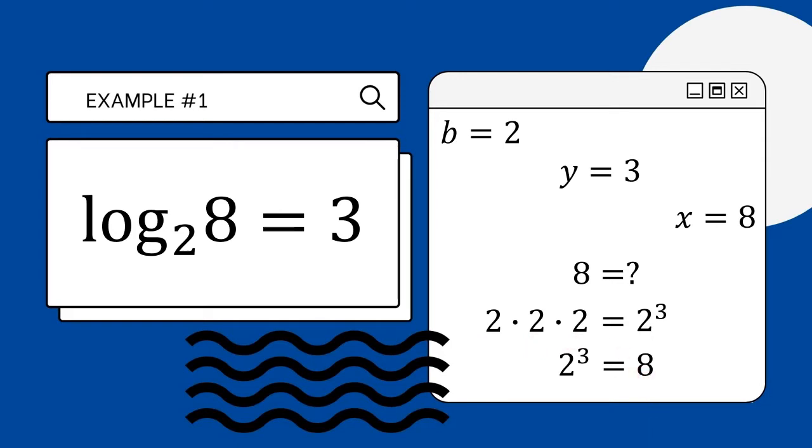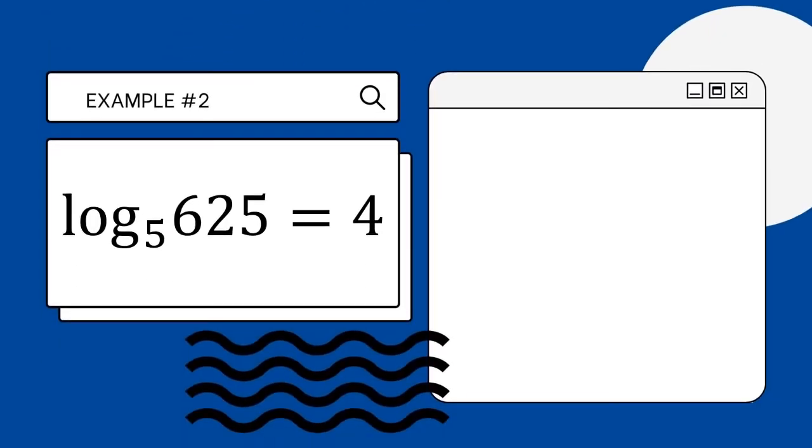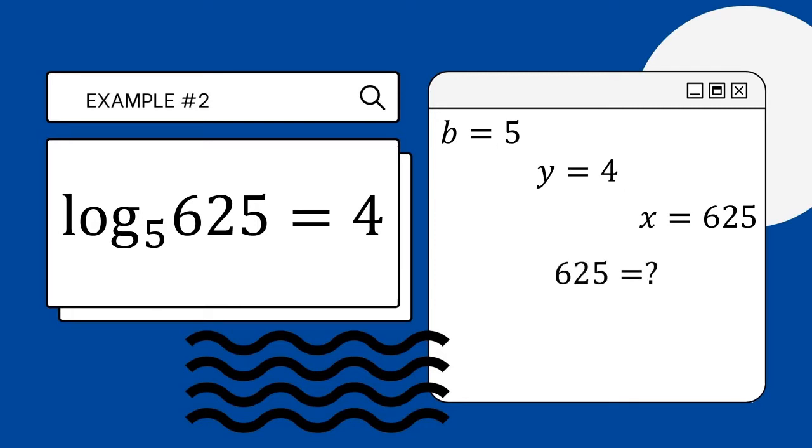Second example, logarithm of 625 base 5 is equal to 4. Our b is 5, y is 4, and x is equal to 625. Let's put 625 on the one side of the equation. And then, let's have our base, which is 5, multiplied to y, which is the exponent, or times the exponent. So you will multiply 5 four times to itself. 5 times 5 times 5 times 5, or you can rewrite this one as 5 raised to 4.